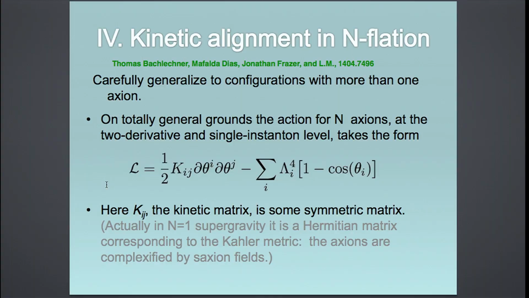So on totally general grounds, the action for n axions at the two-derivative level and at the level of single instanton contributions to the potential takes this form. Now here, this kinetic matrix K_ij is just some symmetric matrix. In N=1 supergravity, it'd be a Hermitian matrix, but let's leave that aside. This matrix is not automatically diagonal when the potential takes this form. So let me explain that in some detail.